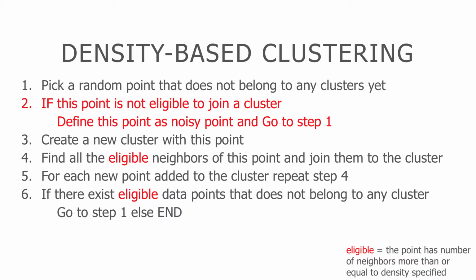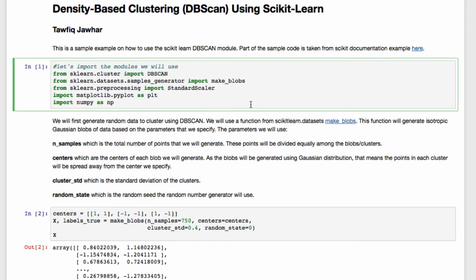The steps for this method are very similar to simple threshold clustering. The only difference is that for every point, we check if it is an eligible point to be joining a cluster. An eligible point means that it has a number of neighbors more than or equal to the density specified. If the point is not eligible, it gets marked as a noisy point and it's removed from the pool of points that are not clustered yet.